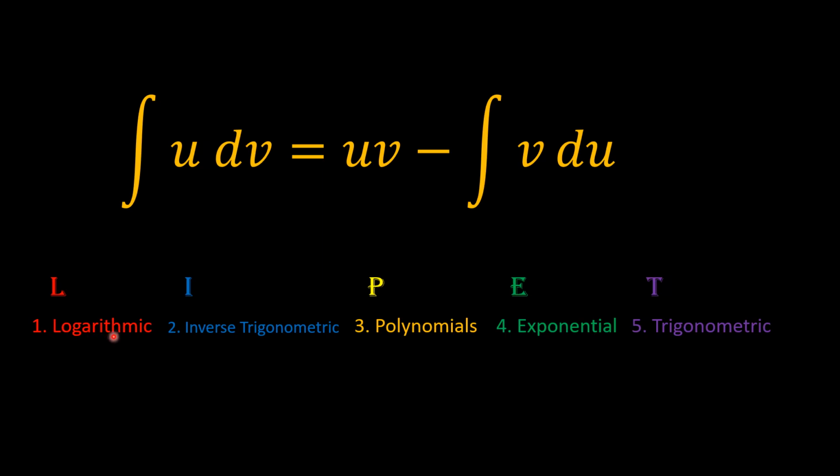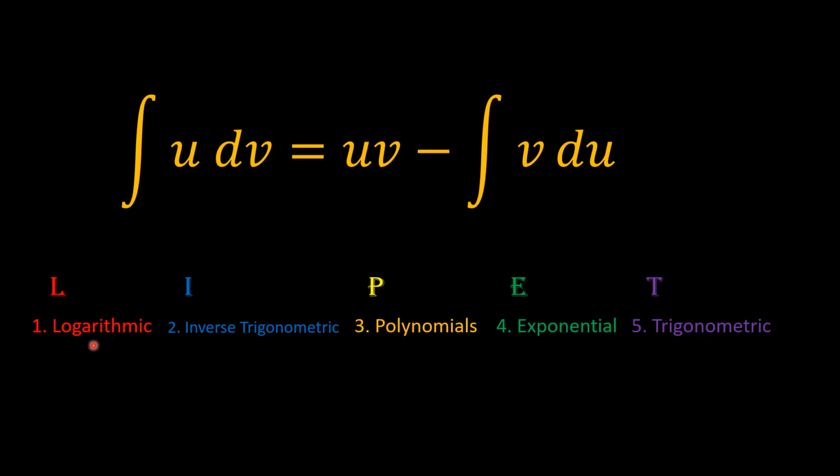So L stands for logarithmic functions, and I stands for inverse trigonometric functions. P stands for polynomial, E stands for exponential function, and T stands for trigonometric functions. So what the LIPET method is saying is that whenever you see logarithmic functions such as ln x, which is a natural logarithmic function, that is going to be a u. Whichever comes first in the acronym is going to be your u. The rest of the integral is going to be your dv.